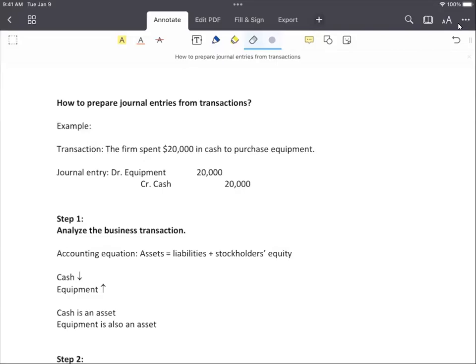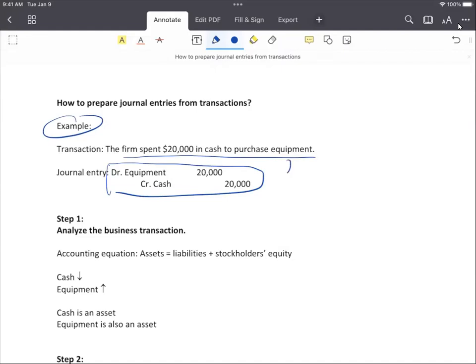Hey everyone, I want to prepare this short video to explain how to prepare journal entries from transactions. So here's an example. Suppose the transaction we have is the firm spent 20,000 in cash to purchase some equipment, and this is an example of a business transaction. The goal is to write it into debit and credit. Writing a transaction into debit and credit is called a journal entry, and this process is called journalizing.